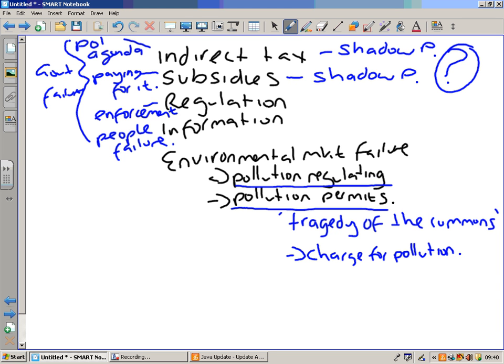But the incentive is if they use less than their permit says, they can actually sell some of it onto another business. So what it will do is give businesses an incentive to reduce their pollution levels. Again, though, you've got scope for government failure. Well, what price do you charge people for the permits? How do you decide which business gets what permit? So very, very difficult to do.